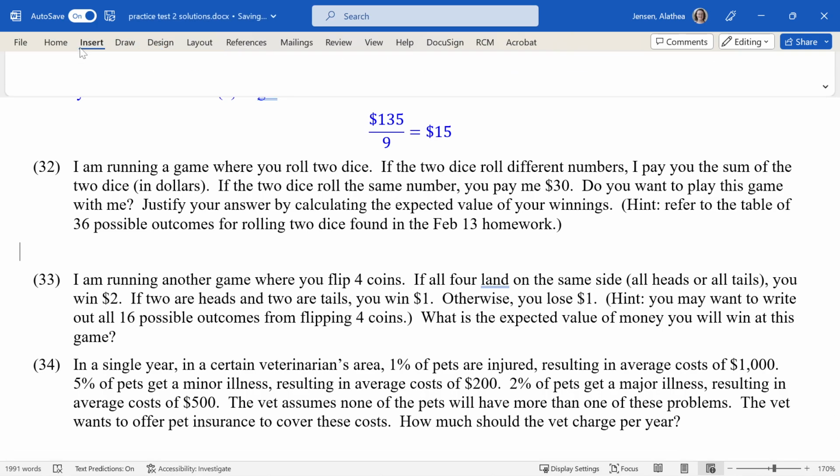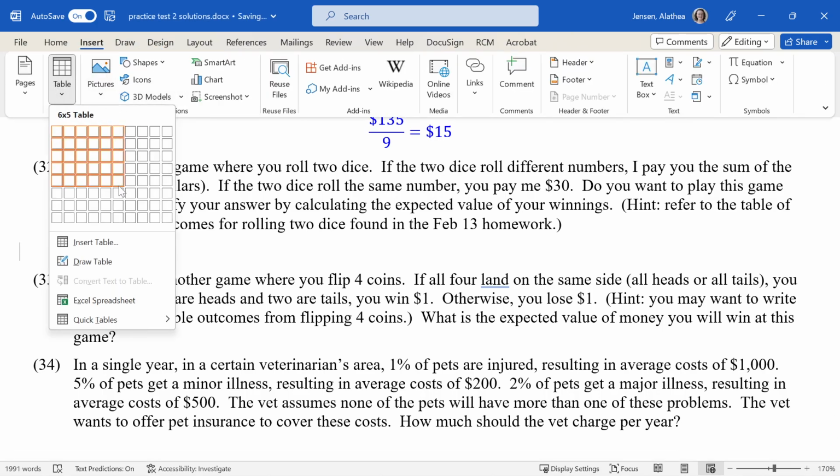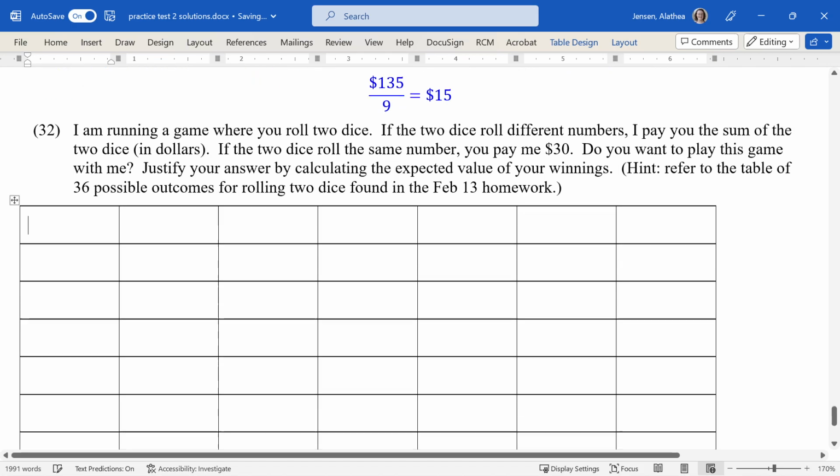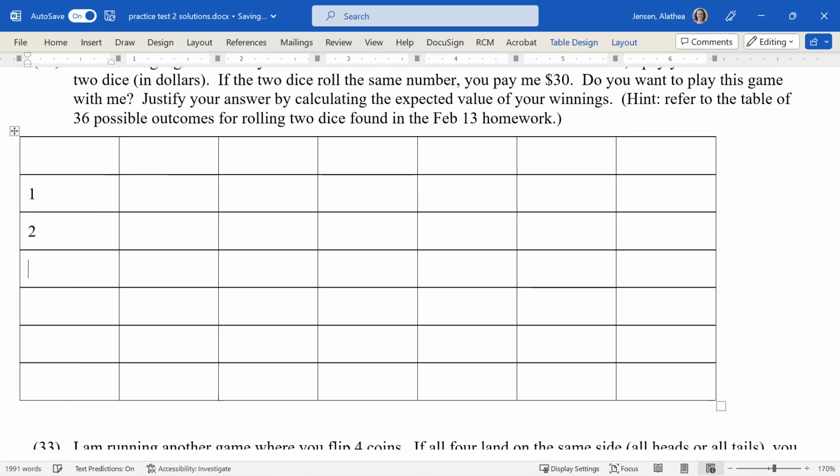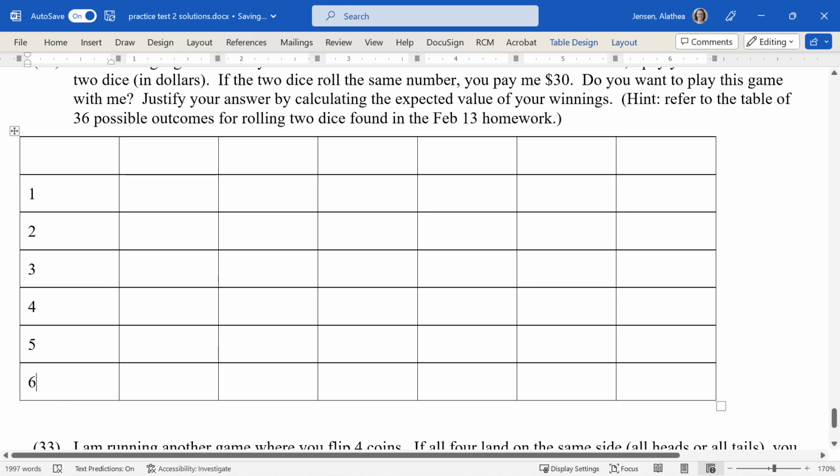So you can refer to that, or you can just make your own table. You need a 7x7 table, and this column over here is going to be for die 1, and this will be for die 2. So basically over here, this is the outcome of the first die, and this is the outcome of the second die. So you have 6 possibilities.